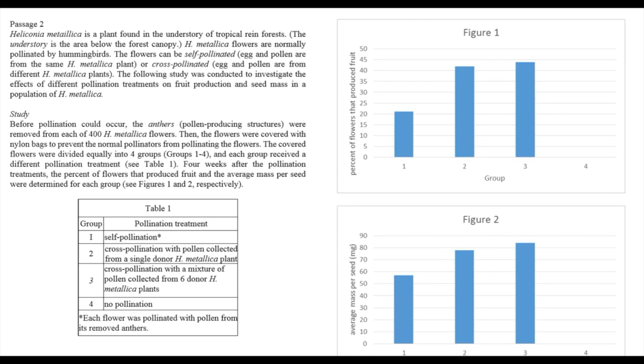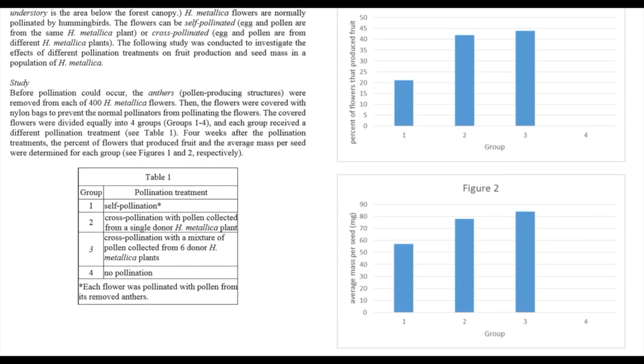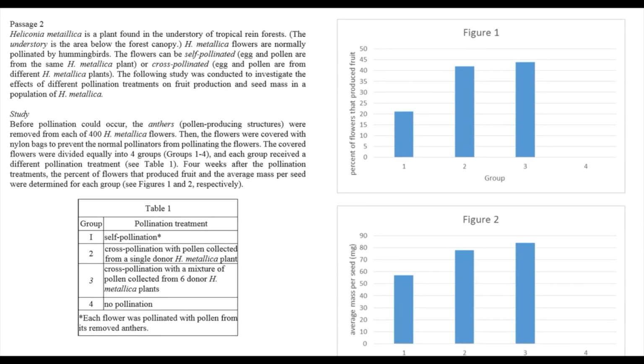So I will present the passage and the associated figures here. Please pause the video and look over them and read them at your own pace. Alright, so this is about pollination of a particular plant. And we have two associated graphs and one table with information about the groups shown in those graphs. Let's get to the questions.